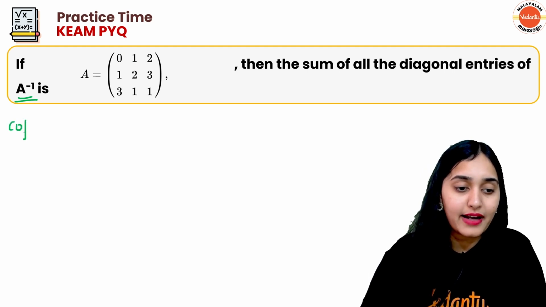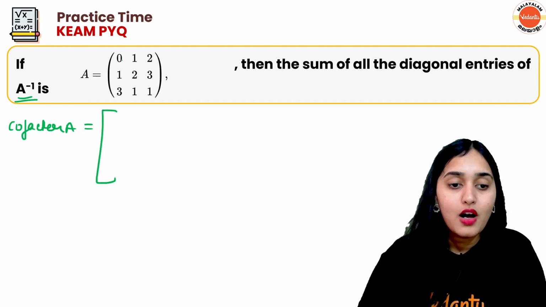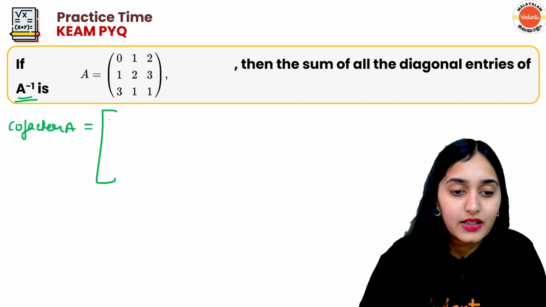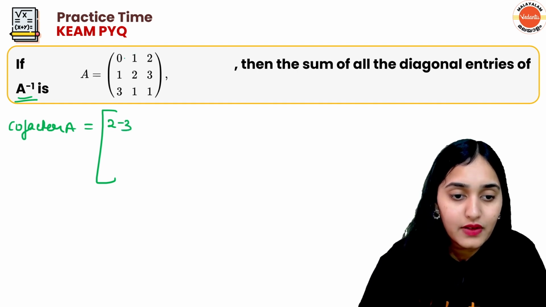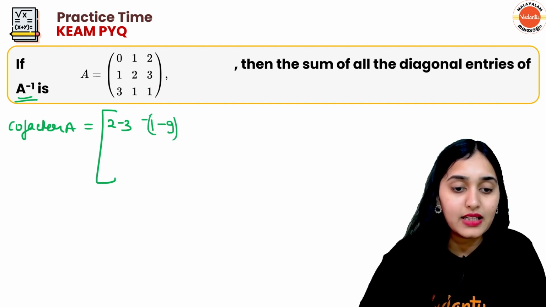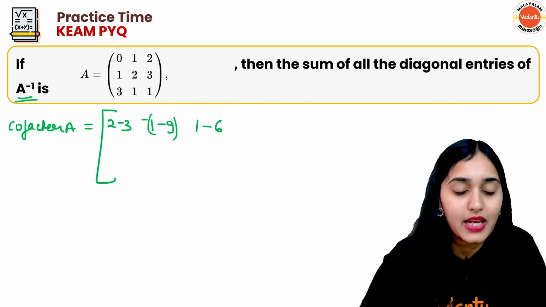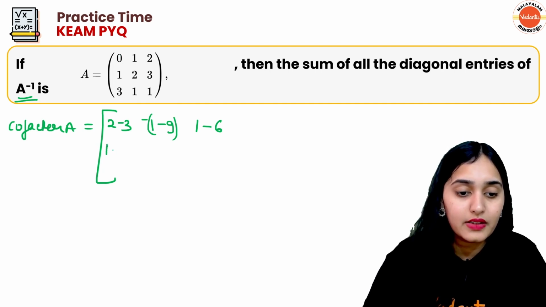Quickly, cofactor of A matrix will be, for 0 we have 2 1s are 2, 3 1s are 3, okay. For 1 we remove this, 1 into 1, 3 into 3 is 9, but we'll have minus sign. Then last element we have 1 minus 6. Then removing these two rows, 1 into 1, 2 1s are 2, but again minus sign.